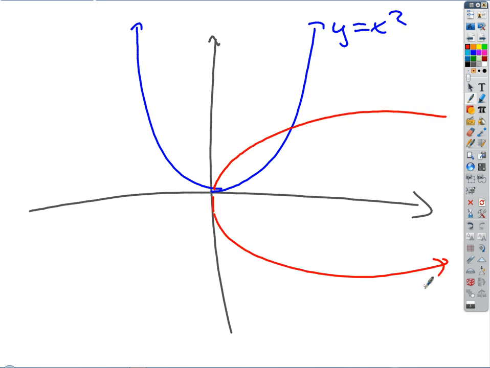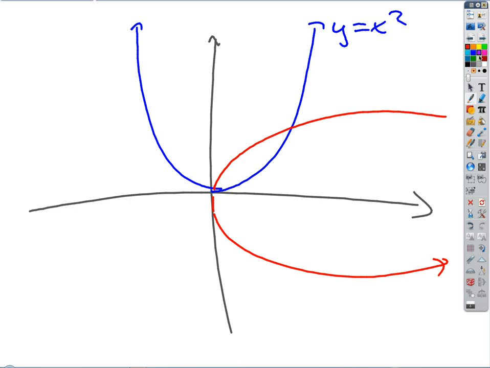Okay, blue graph, function? Yes. Red graph? No, not a function. Okay, let's see if we can explore a way that we could have predicted that. So the blue line is a function because it passes the vertical line test, right?